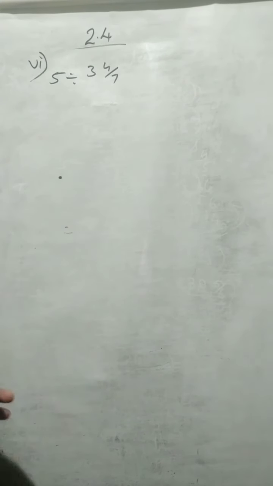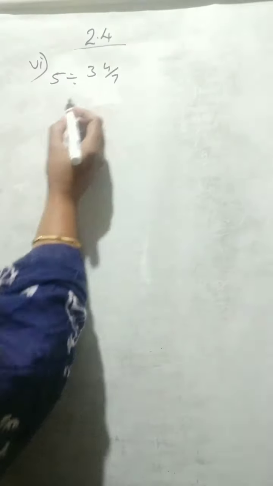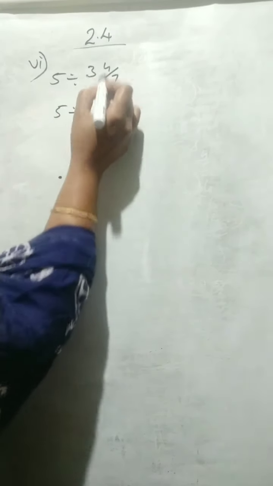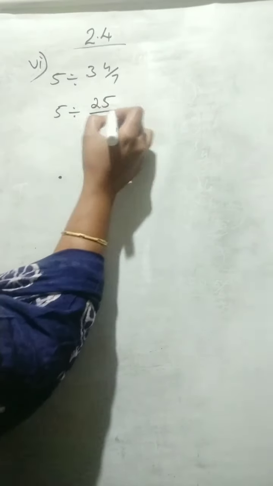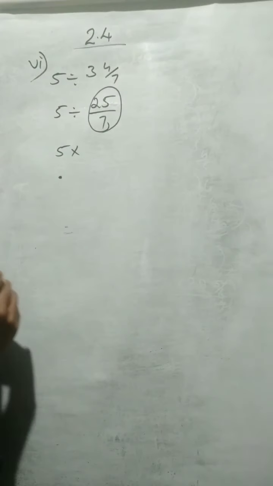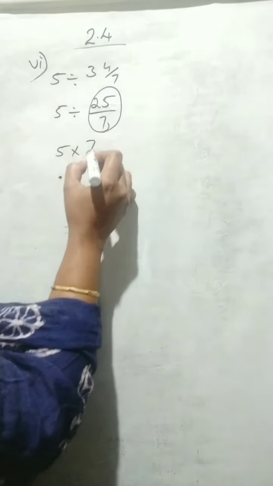Next question is 5 divided by 3 4/7. So 3 7s are 21, 21 plus 4, 25/7. Next we have to multiply with the reciprocal of 25/7. What is that? 7/25.